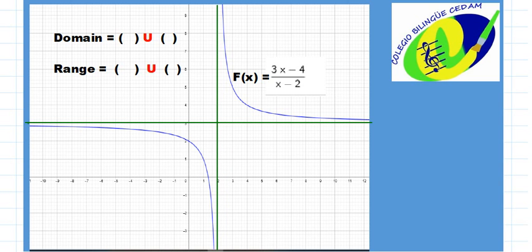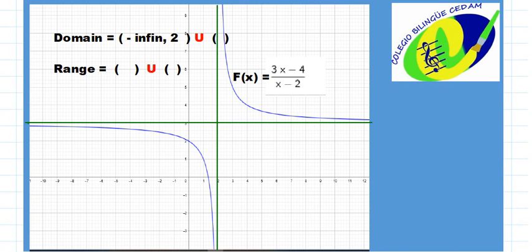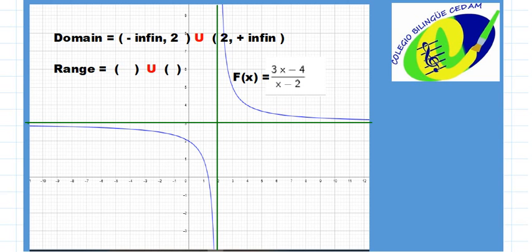Now we go here. The domain: minus infinite, comma, 2. Both of them with open brackets. Okay, union, and here we have again 2, plus infinite. Perfect. Plus infinite. That is the domain.